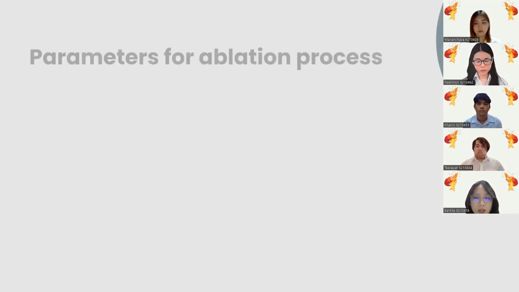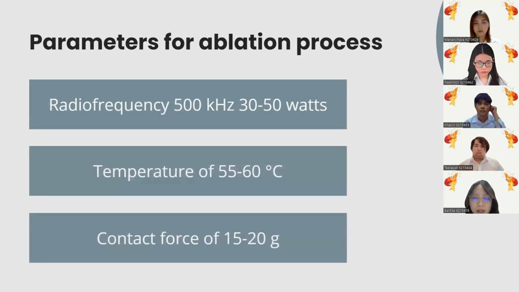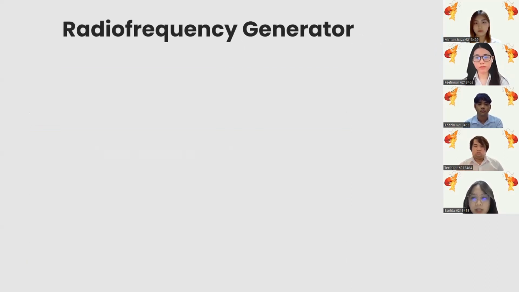On the next slide, it shows the optimal parameters of the ablation process. Beginning with the first one, radio frequency should be at 500 kHz with a power of 30 to 50 watts. Temperature should be about 55 to 60 degrees Celsius. And lastly, contact force should be about 15 to 20 g. And next will be about the circuit.